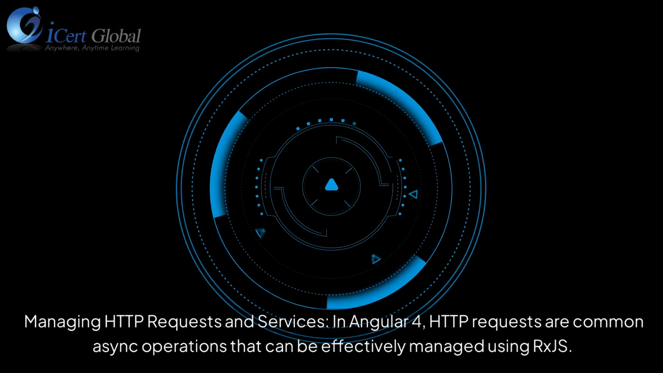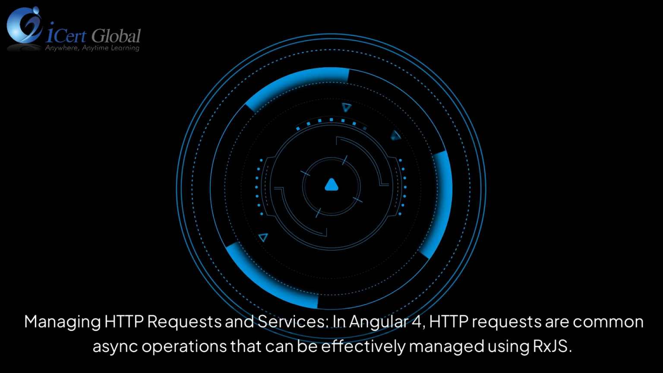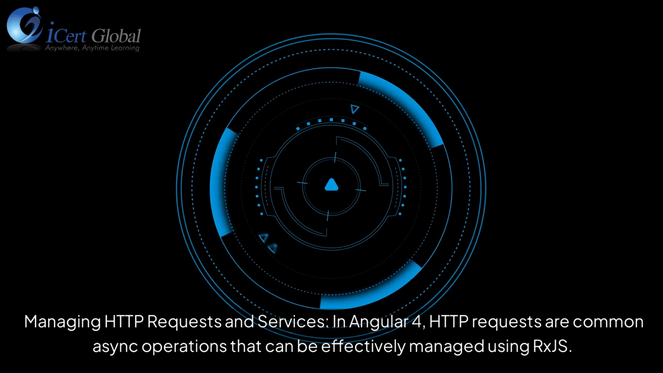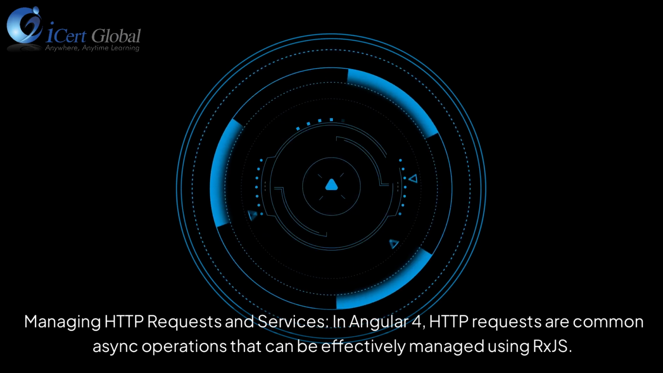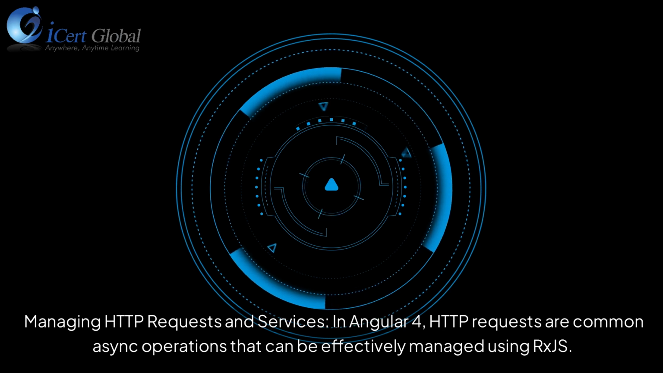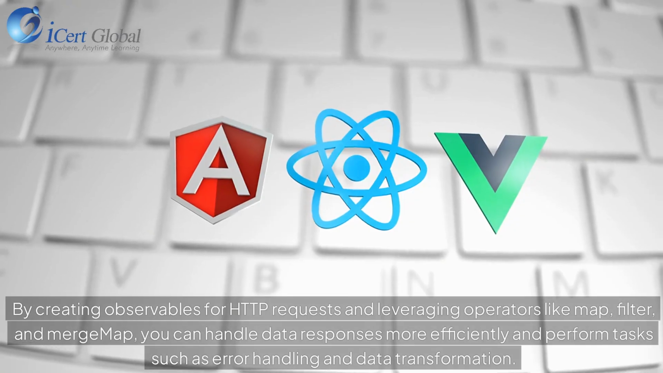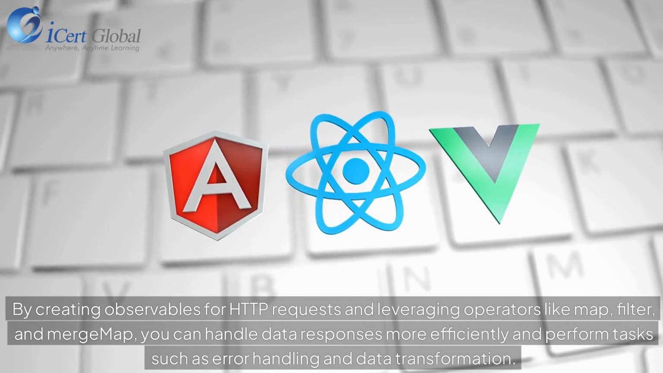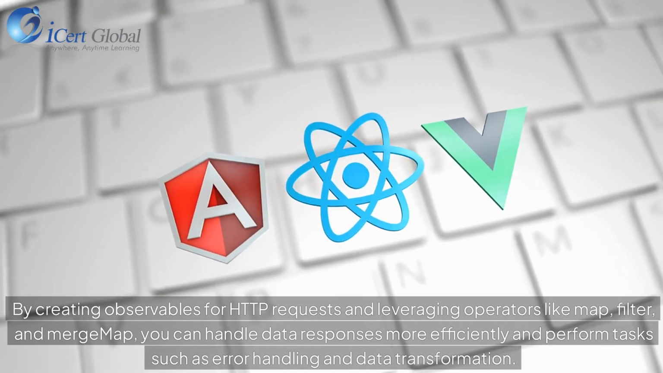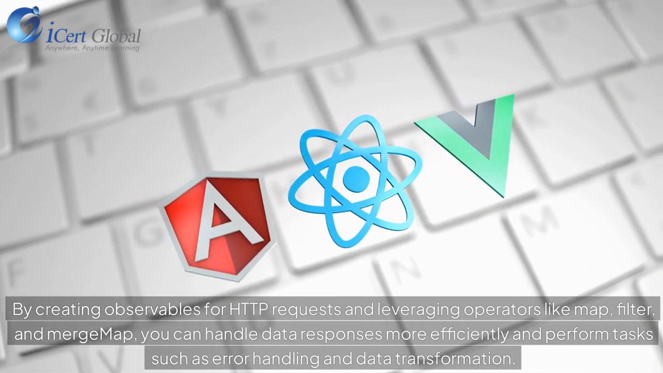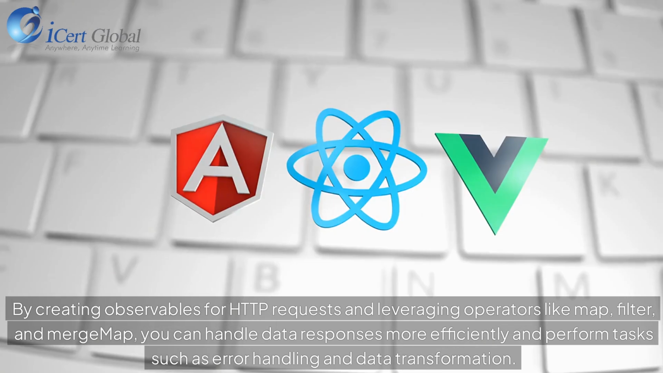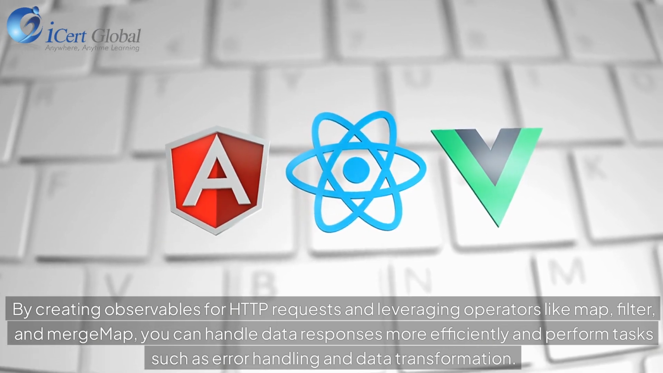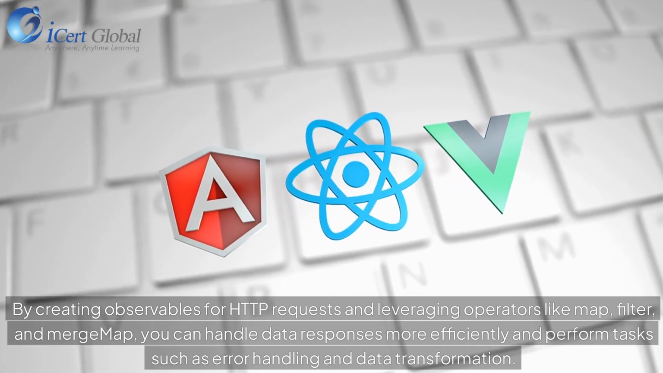Managing HTTP requests and services. In Angular 4, HTTP requests are common async operations that can be effectively managed using RxJS. By creating observables for HTTP requests and leveraging operators like map, filter, and mergeMap, you can handle data responses more efficiently and perform tasks such as error handling and data transformation.